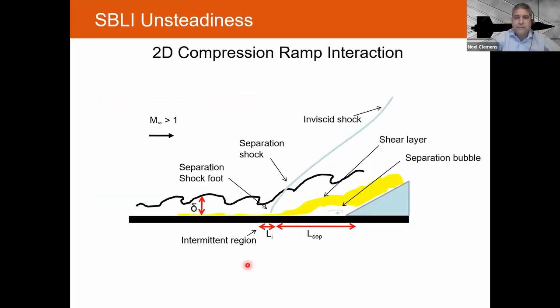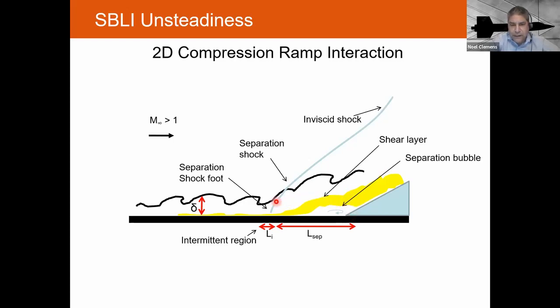Okay, so I'm going to talk about compression ramp interactions, and they're a little different from some other interactions in some of their features. So basically, you have a supersonic flow. Let's say flow goes from left to right, and you have a compression ramp, and then in inviscid theory or compressible flow courses that you can take, there will be an oblique shock generated off of that ramp. And in an actual viscous flow, that tends not to be the case.